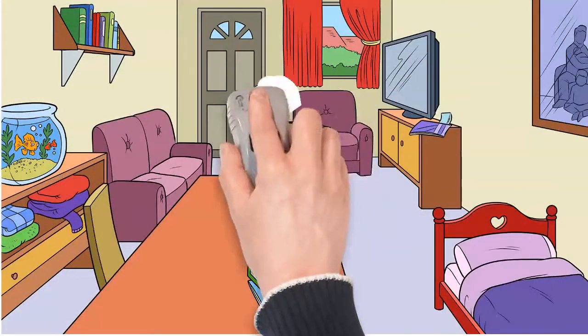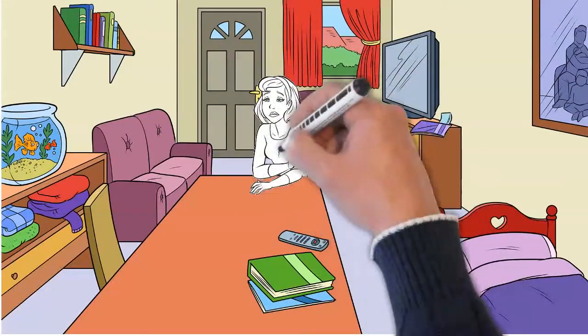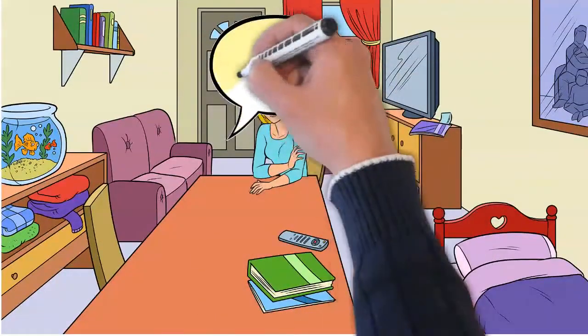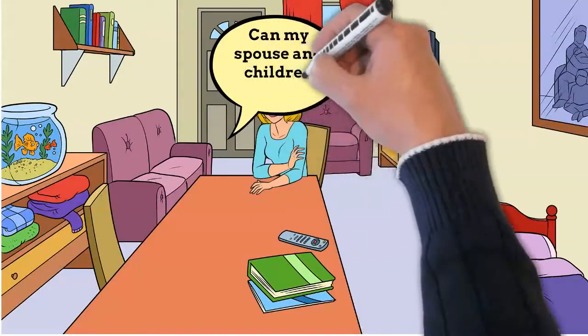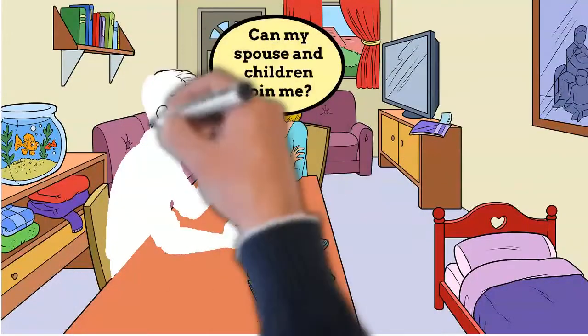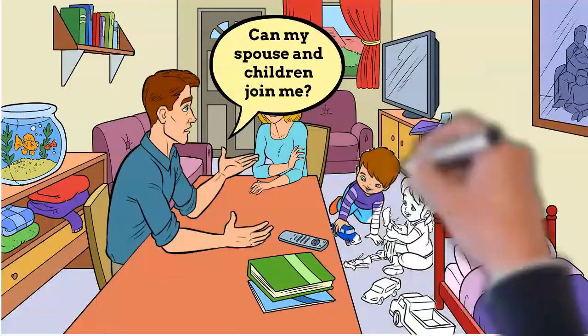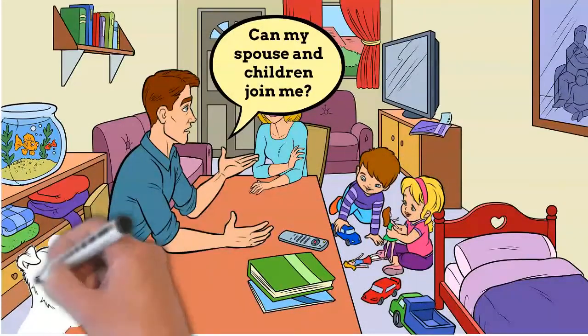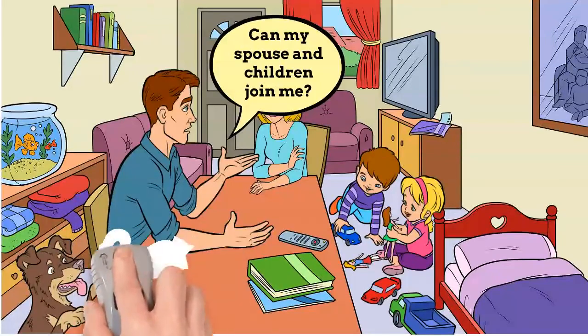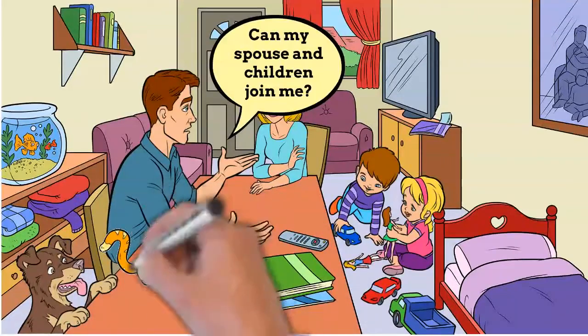Can my spouse and children join me? Yes. The spouse of an E-3 worker may be eligible to receive an E-3 dependent visa. Upon entry to the US, the spouse in eligible E-3 dependent status is able to work pursuant to their status, and does not need a separate employment authorization document. Both the E-3 worker's spouse and children are permitted to study in the United States.